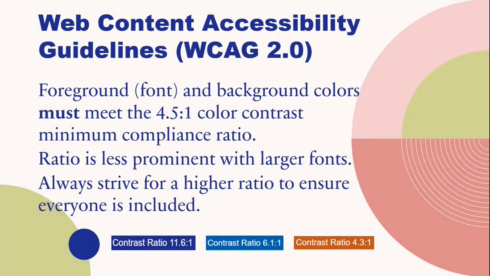According to the guidelines, the contrast ratio between foreground and background color must be a minimum ratio of 4.5 to 1, but we should always strive to reach higher contrast levels to ensure everyone is included. This ratio becomes less prominent with larger fonts since it's easier to read at lower contrasts. So, for example, if your font is at least 14-point bold, the minimum contrast ratio drops to 3 to 1.